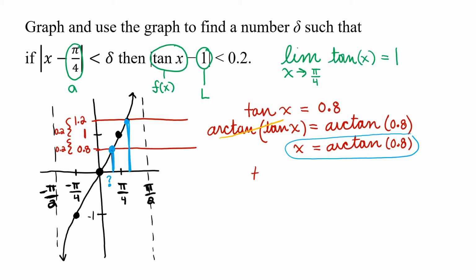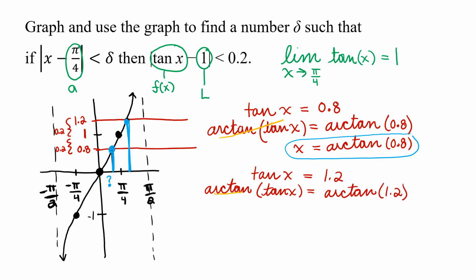Then we also have that tangent x is equal to 1.2. So again, we can take the arctan of both sides. So we have the arctan of tangent x is equal to the arctan of 1.2. Our arctan and tangent will cancel out on that side. So we get that x is equal to the arctangent of 1.2. Where'd my 1 go? And that is the other one of our mysterious bounds.